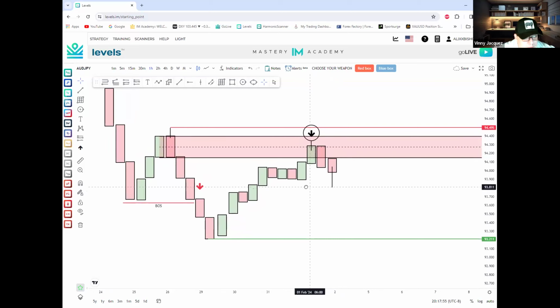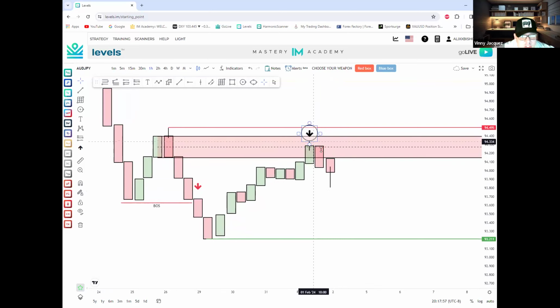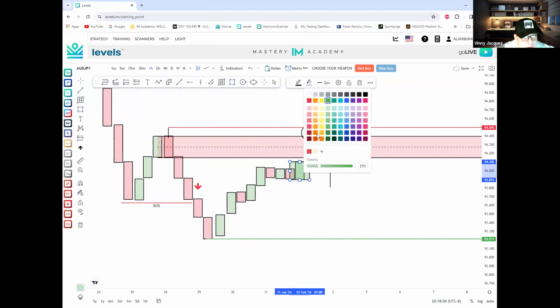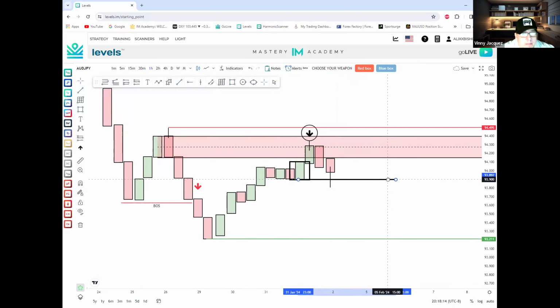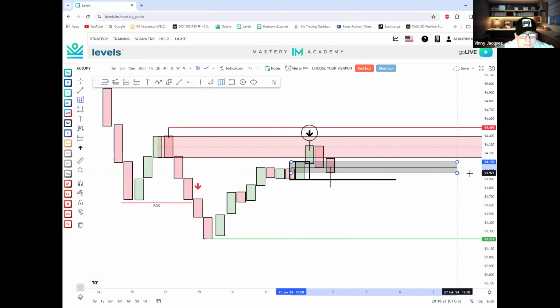Now, once the market starts to drop, levels is actually going to box up this candle right here for you. It's going to box it up just like this. So now you know, in order to get confirmation to sell, market must break below this box. Right? Must break below this box.